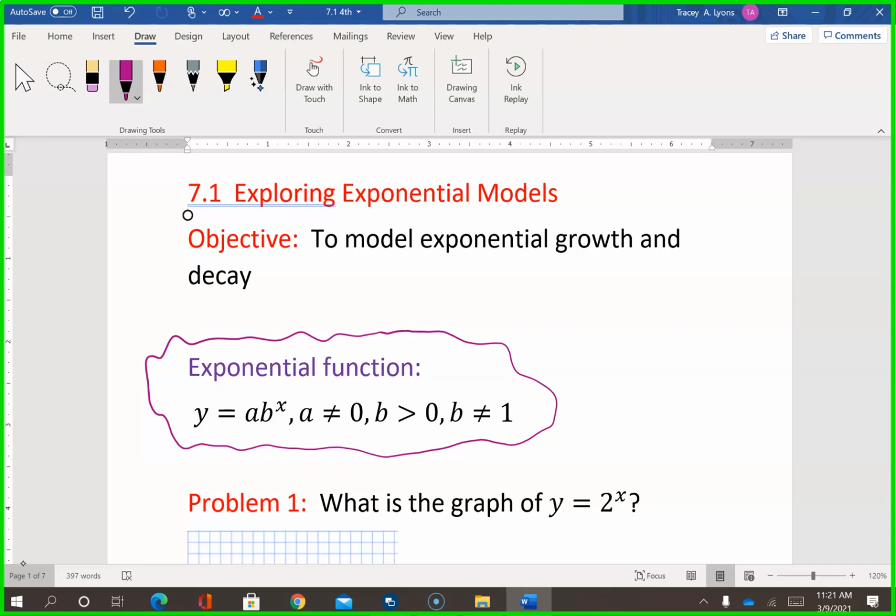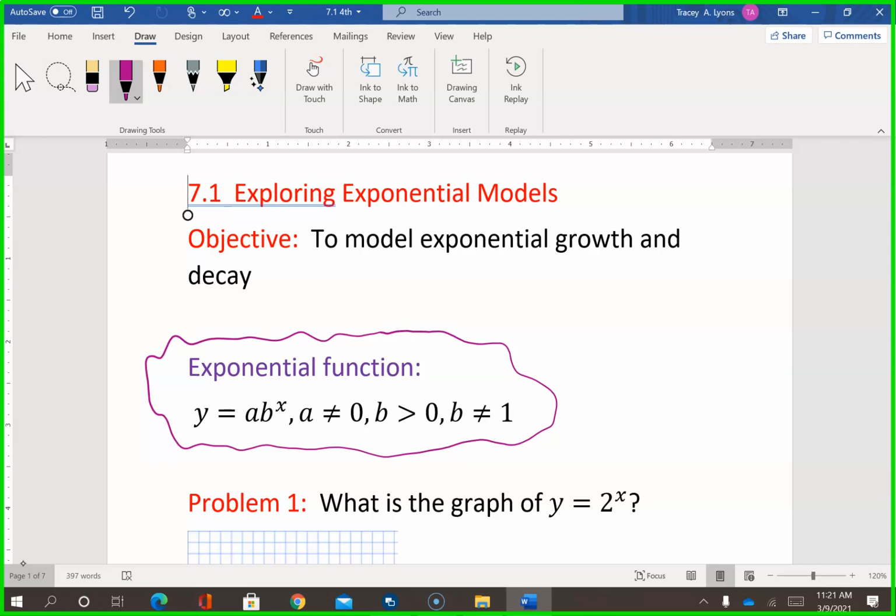What can the numbers be? What can the numbers not be? So I want you to write that down. An exponential function, y equals ab to the x. That's kind of what it looks like. A can't be 0 because then you just have the equation y equals 0, which doesn't make sense. That's just a line. Exponential functions are more like a curve, not a line.